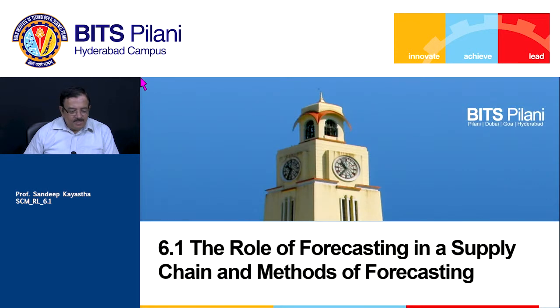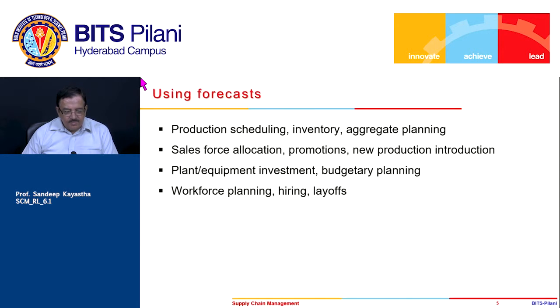Next, let us start with the first module, that is the role of forecasting in a supply chain and the methods of forecasting. Forecasts are important inputs to several of the activities of a supply chain. These activities are production scheduling, inventory management, and aggregate planning. These are those activities in which operations are involved.